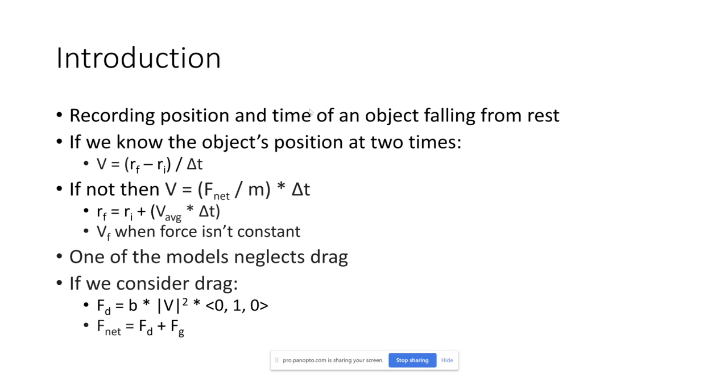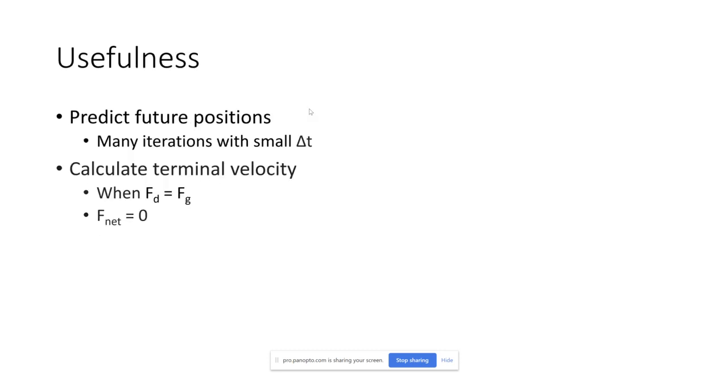I made two computer models using these equations to predict the ball's future position and velocity. One of the models neglects drag, and one of them takes drag into consideration. If we consider drag, then we must also calculate Fd, the drag force, which is b, some constant, multiplied by the square of the speed times j hat, because drag always points upwards, opposing gravity. And then F net is Fd plus Fg.